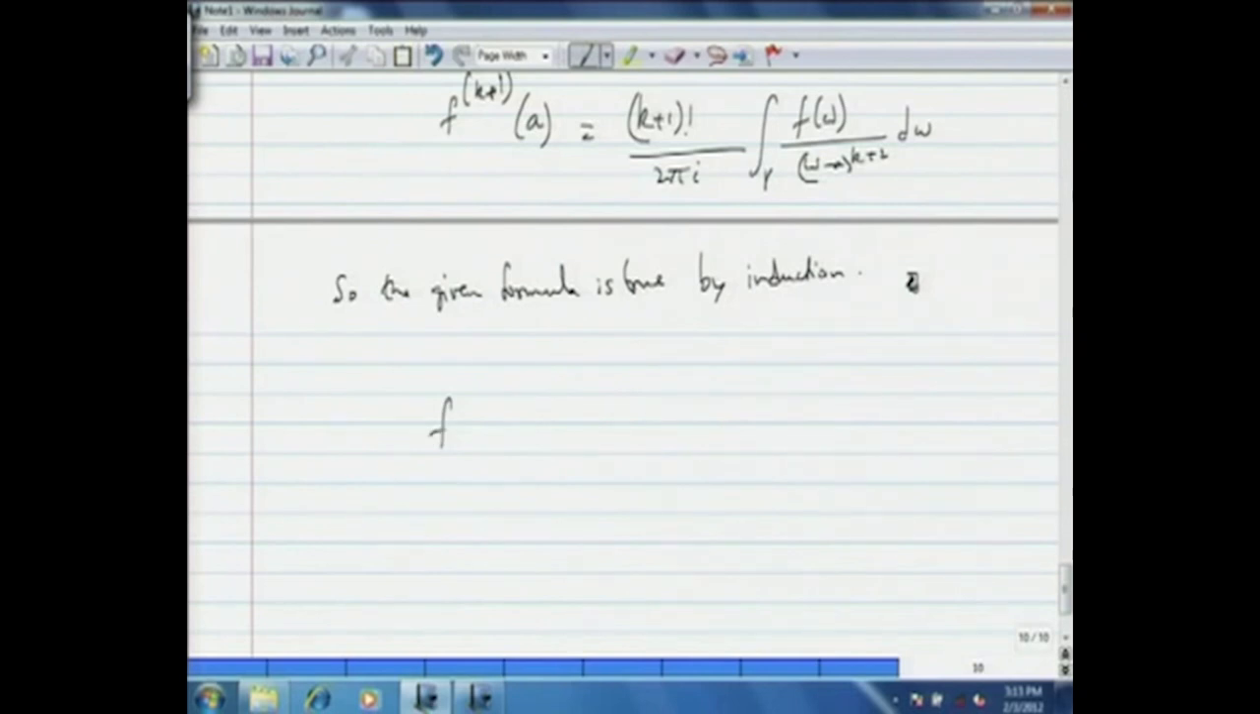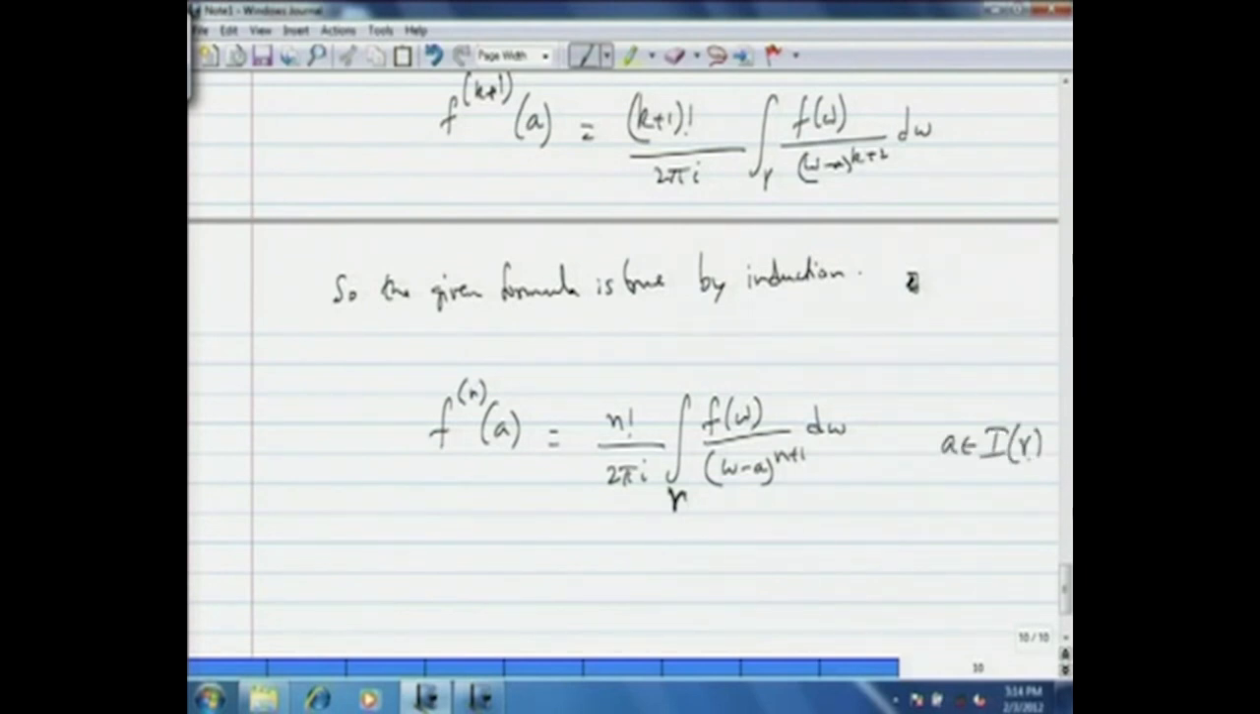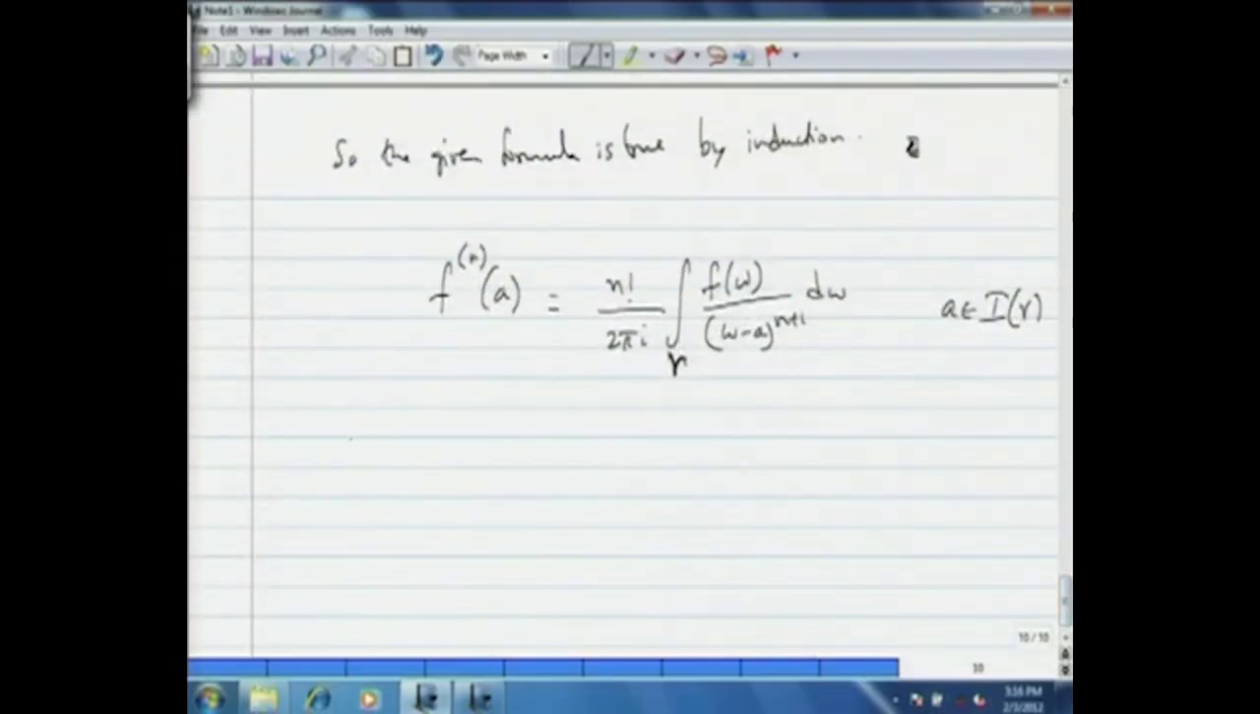So, let us write that down in order to prove a certain inequality. The nth derivative, under suitable assumptions, of f at a is equal to n factorial divided by 2 pi I times the integration over the simple closed curve gamma of f of w by w minus a power n plus 1 dw, where a belongs to the inside of the simple closed curve gamma. So, the following is commonly called the Cauchy's inequality for the nth derivative.